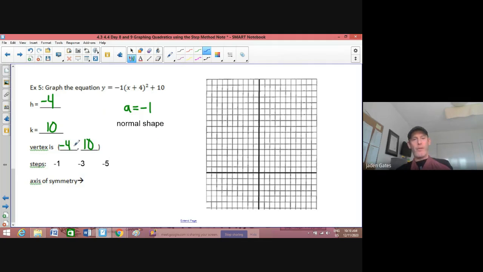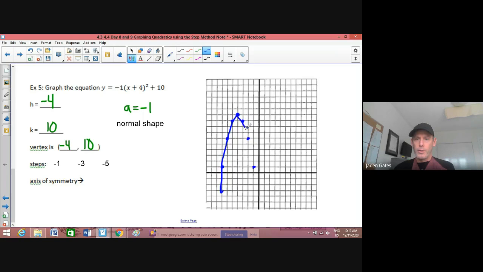But again, I got to plot my vertex first. So -4, 10, 2, 4, 6, 8, 10. There we go. All right, and so now with my steps being negative, over 1, down 1. Over 1, down 3. And over 1, down 5. Again, same thing on the other side. Over 1, down 1. Over 1, down 3. Over 1, down 5.